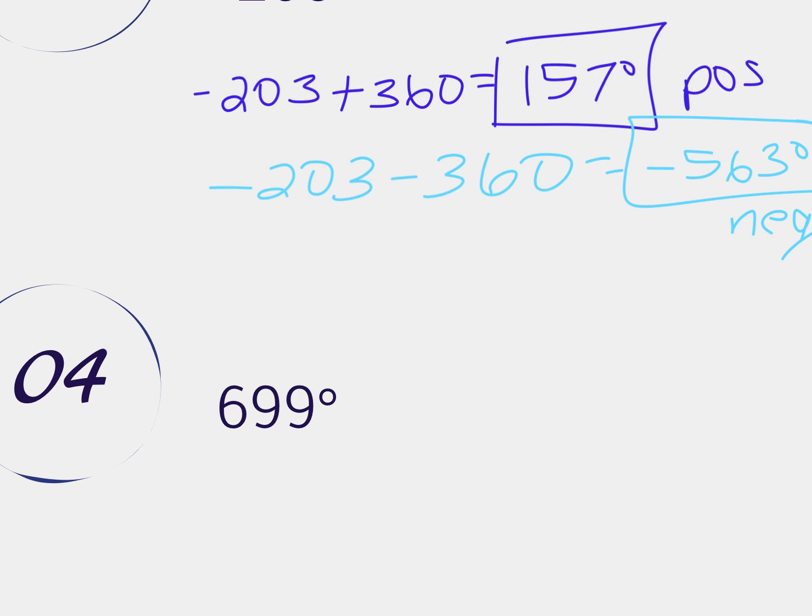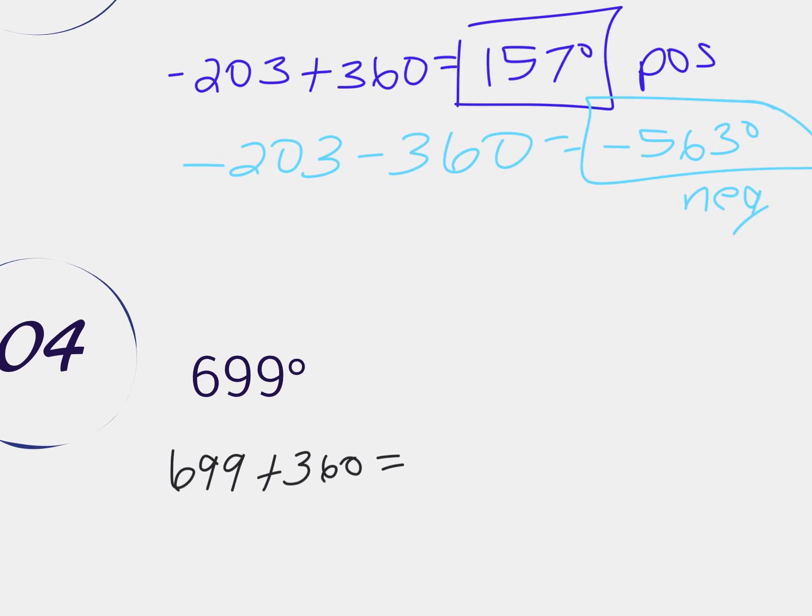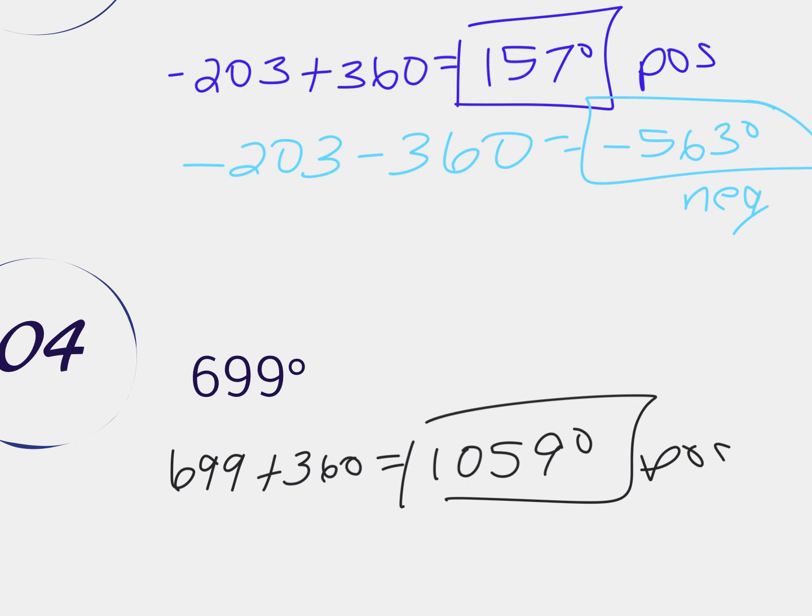All right, last one, do pretty quick, and then we're moving to the next thing, and then we're done. 699. So I'm going to write down 699, and I'm going to add 360. What's 699 plus 360? What'd you guys get? Come on. 1,059 degrees. Okay, perfect. That's your positive, or a positive one.